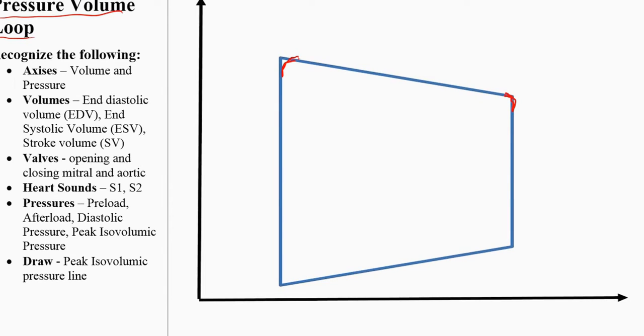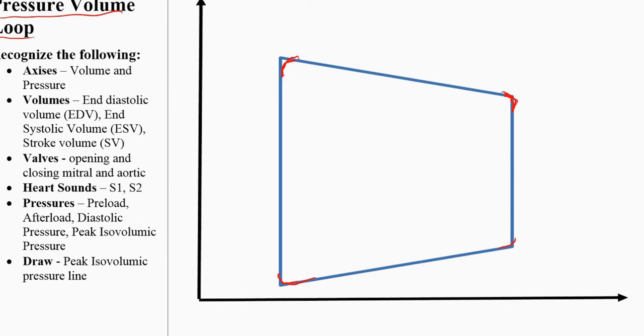Everybody kind of gets this a little bit confused, but there is no time on this. Where is time on the pressure volume loop? It's actually just going around this entire thing one time would be one heartbeat. So it really depends on how fast the person's heart is beating. If it's beating 60 beats per minute, then going around this thing one time would be 1 second. But time is not represented on the pressure volume loop.